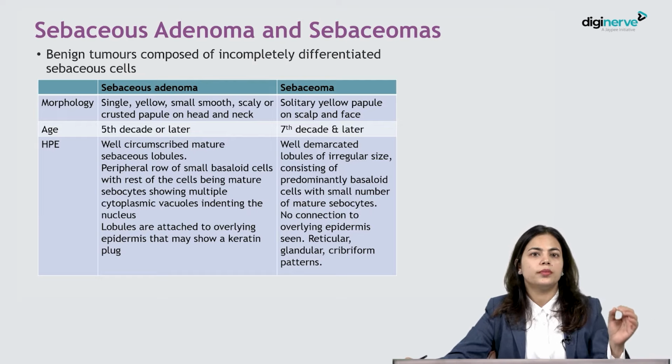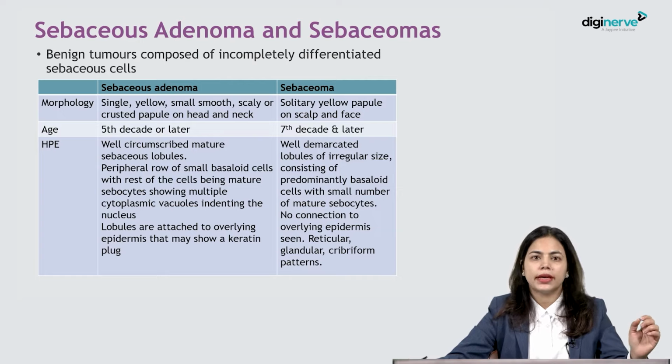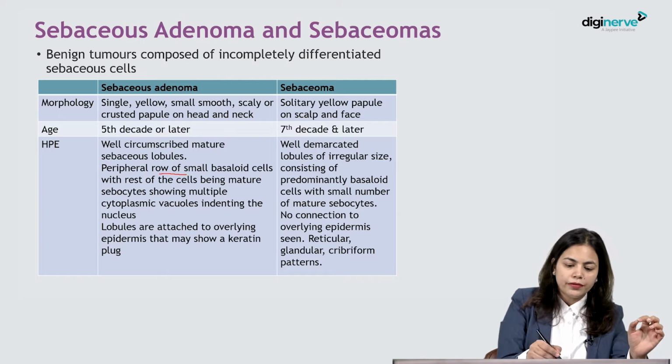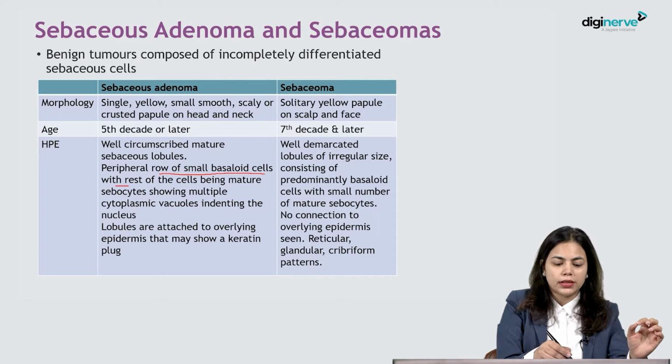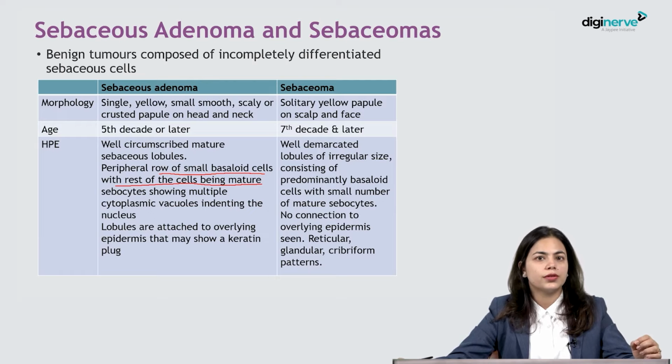Now, the most important point in how we identify them is histopathology. In sebaceous adenoma, you will have well circumscribed mature sebaceous lobules. The peripheral row of small basaloid cells will rest. So, the most important differentiation will be on the basis of histopathology. Now, in sebaceous adenoma, there will be well circumscribed mature sebaceous lobules, a peripheral row of small basaloid cells with the rest of the cells being mature sebocytes.